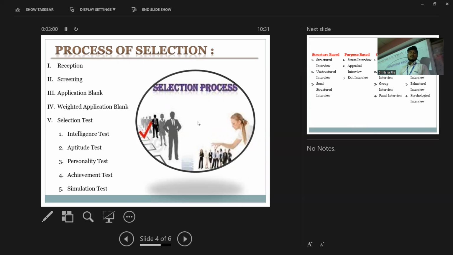let's talk about next, the selection test. First is intelligence test. What is the mindset of this employee? Second is aptitude test. It means the employer tests the thinking of the employee. Third is personality, how the employee looks. Four is achievement test. In previous employment, what is achieved. Fifth is simulation. Whether everything is going to work regularly or not.